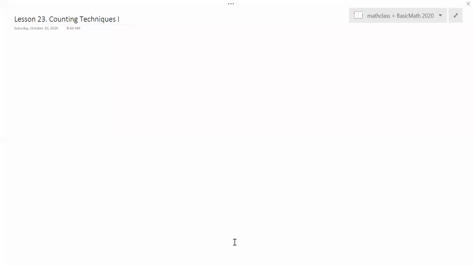Okay, today we're going to study counting techniques. Everybody knows how to do counting, right? 1, 2, 3, 4, 5, 6, 7. But that's not what we want to do today. We want to solve more complicated problems.